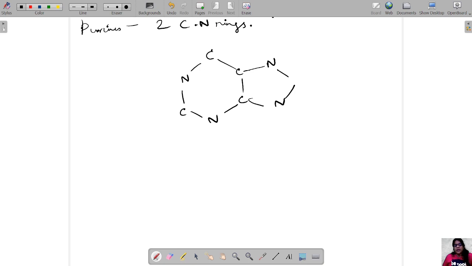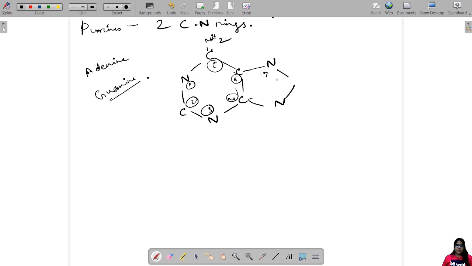You have to balance it again with double bonds, and the valency has to be satisfied, right? So what are the purines that we have? They are adenine and guanine. Adenine has an amino group in the 6th position, right? Let's number them: 1, 2, 3, 4th carbon, 5th carbon, 6th carbon, 7th, 8th and 9th. This is the adenine I'm talking about.